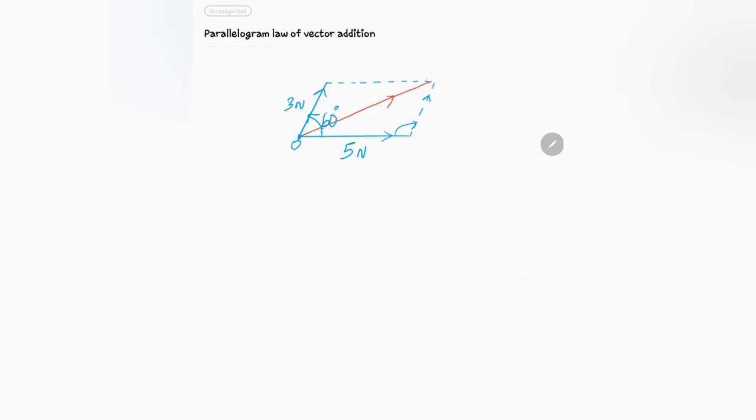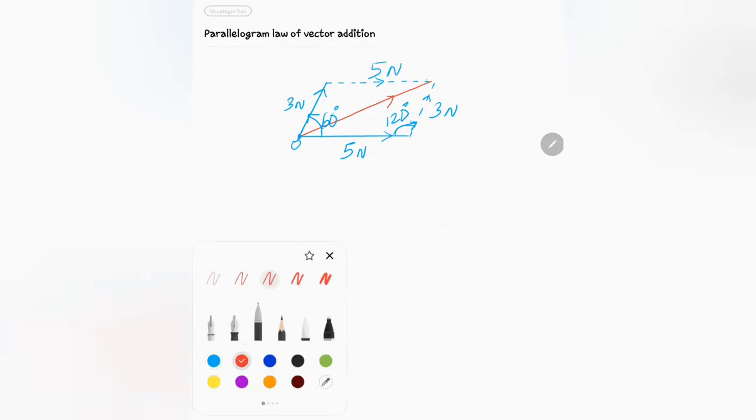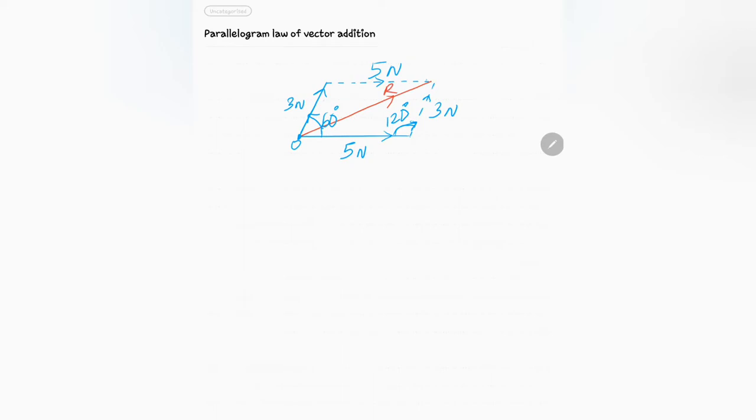Now if the angle between them is 60 degrees, based on one of the properties of a parallelogram, this angle will be 120 degrees because both angles have to be supplementary. So if this is 3 Newton, the side opposite it will also be 3 Newton. I can say the same thing about the side opposite the 5 Newton, that will also be 5 Newton. Then I'm looking for the resultant vector, so I'm using letter R to represent that.